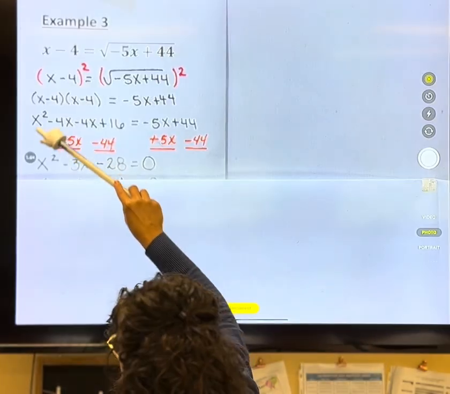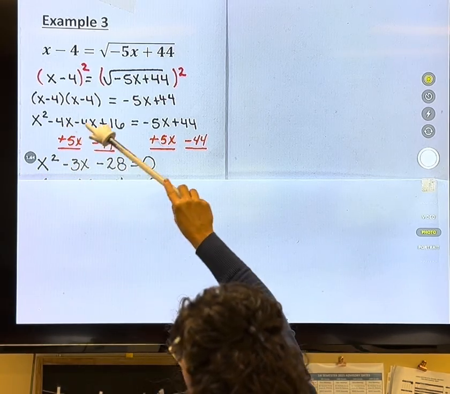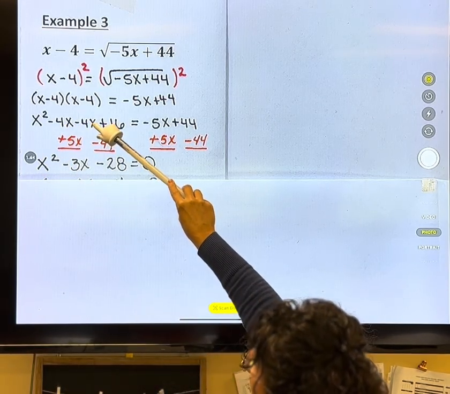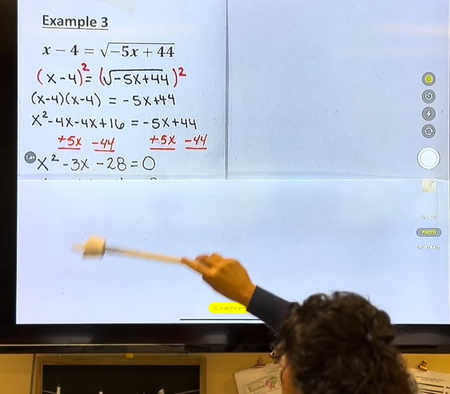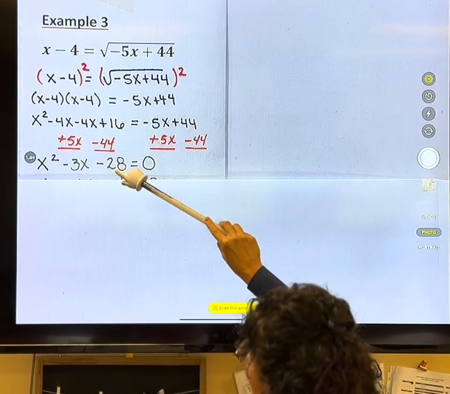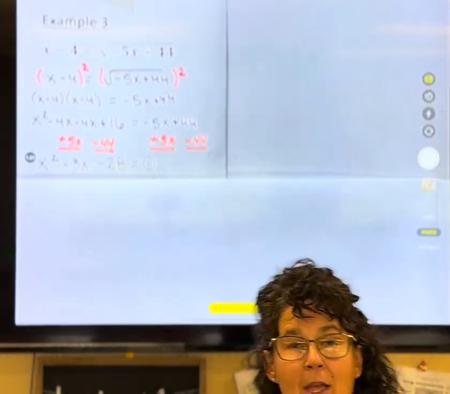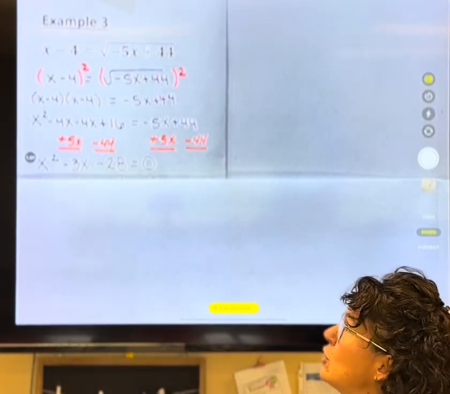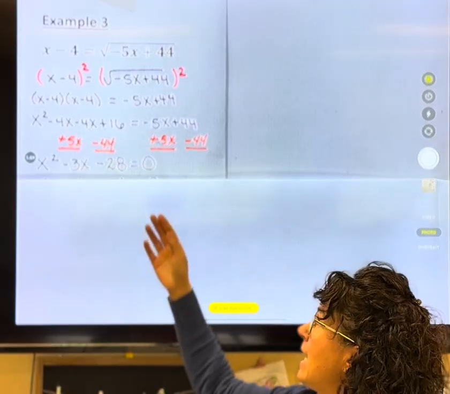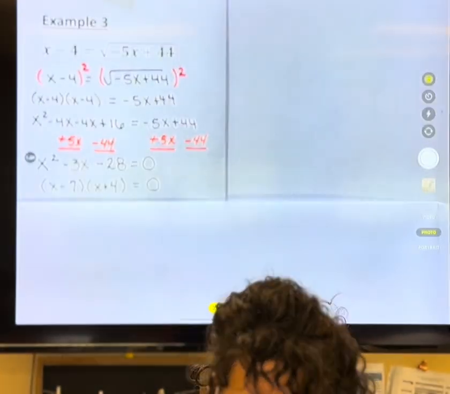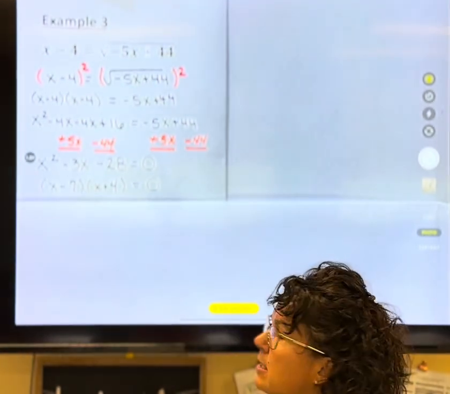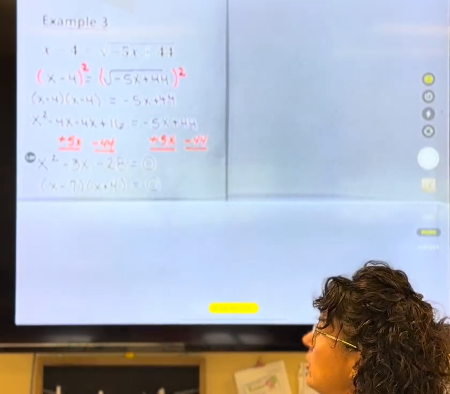Okay, so we have x squared, negative 4x makes negative 8x, plus 5x gets me to negative 3x, and then 16 minus 44 is negative 28. I'm ready to factor, so thinking of two numbers that multiply together to get negative 28 and add up to negative 3, that is negative 7 and positive 4. So we have this factored.